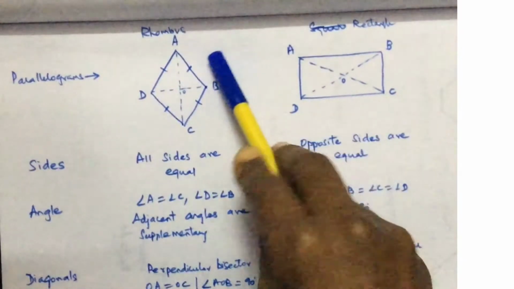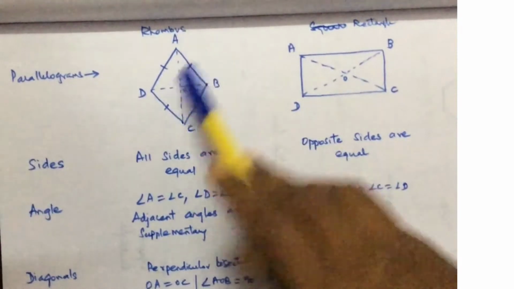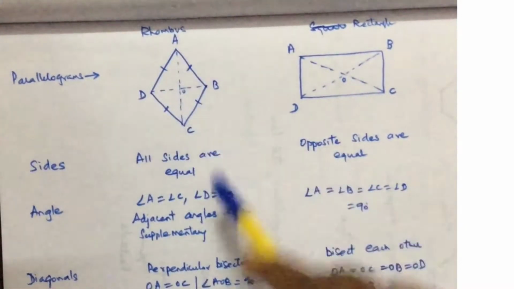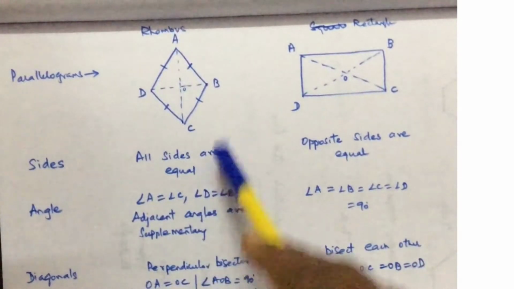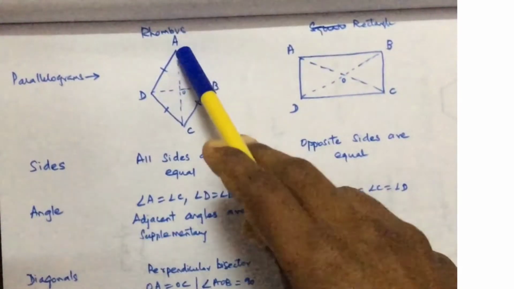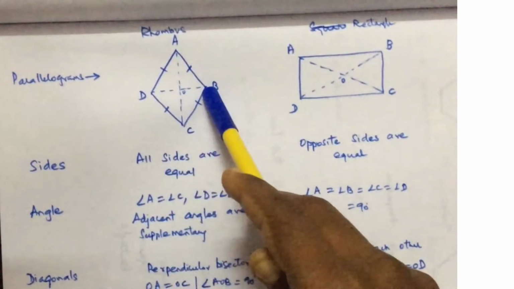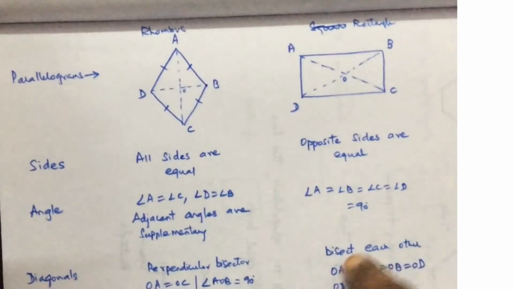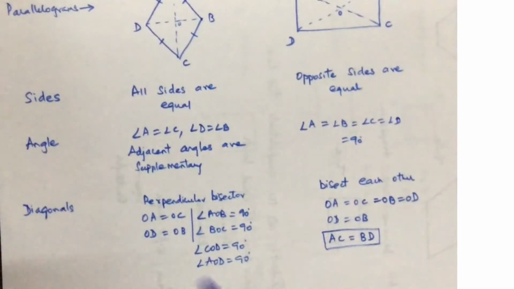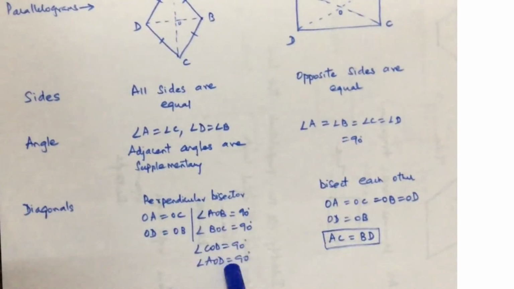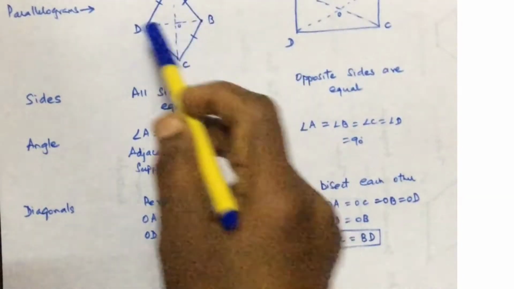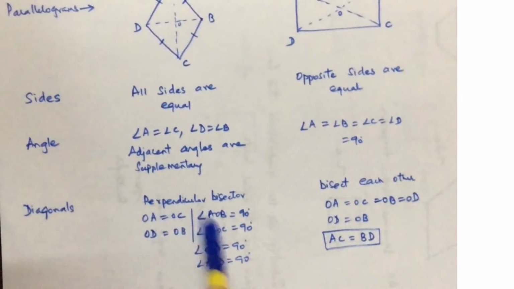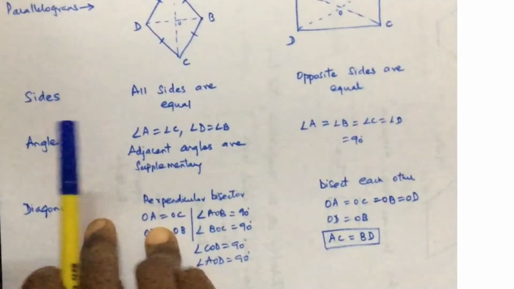So this is the rhombus. Here all the sides are equal. You see, all the sides are equal, and similar to a parallelogram, opposite angles are equal. This angle is equal to this angle. Opposite angles are equal, adjacent angles are supplementary. Then the diagonals are perpendicular bisectors of each other. That is, the two diagonals meet each other at a right angle. We know what a perpendicular bisector is. These are the properties of a rhombus.